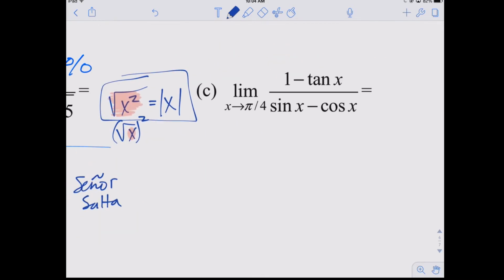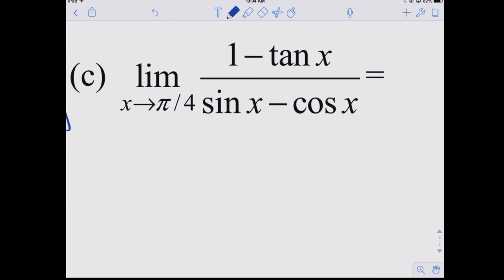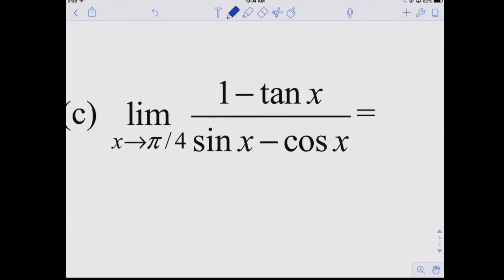Okay, good. Letter C. Never not first. What do we get? Tangent of pi fourths. Ooh, what's that? 1. Okay, so the top is 1 minus 1, which is 0. And then sine and cosine at pi fourths are both what? Square root of 2 over 2. And if you subtract them from each other, you get 0. Hooray! It's got trig in it.